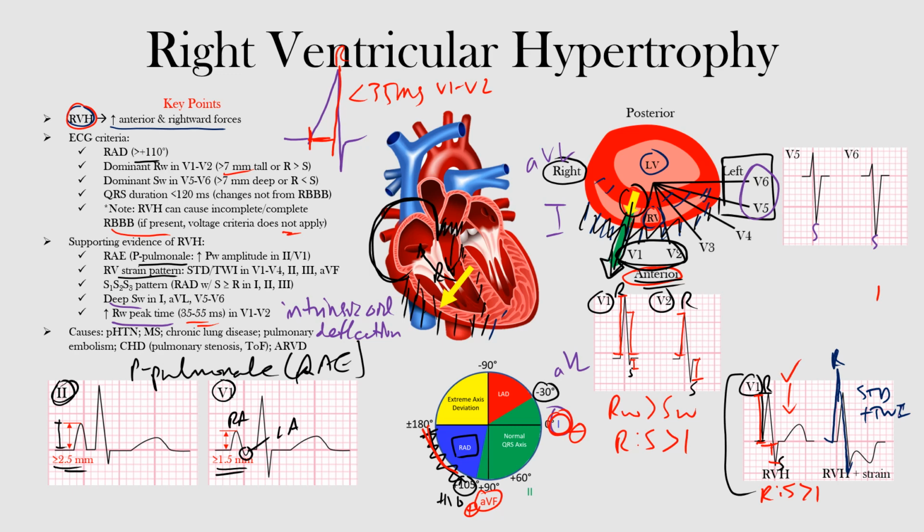All right. Now, supporting evidence of right ventricular hypertrophy are the right atrial enlargement, where we see P pulmonale and an increase in P wave amplitude, the right ventricular strain pattern that we mentioned over here. Okay, the S1, S2, S3 pattern, where we see right axis deviation and an S wave amplitude that's greater than or equal to the R wave amplitude in leads 1, 2, and 3. Deep S waves in the lateral leads, 1, AVL, V5, and V6, and an increase in the peak time of the R wave, okay, in leads V1 and V2, that intrinsicoid deflection.